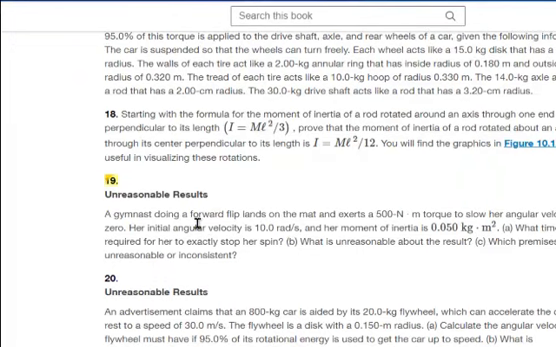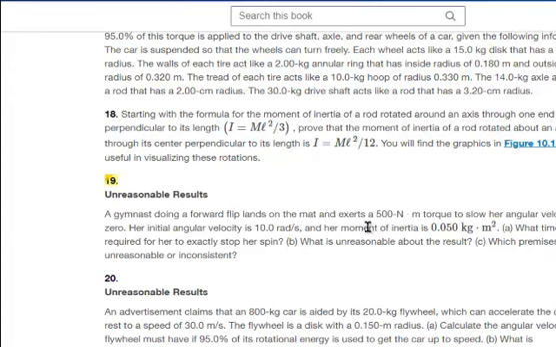Gymnast doing a forward flip, lands on the mat, exerts a 500 Newton meter torque to slow her angular velocity. And the lever arm is probably between like the toes and the heels, something like that, or within the muscle itself in order to produce that. Her initial angular velocity is 10 rads per second. That's almost 2 revolutions per second. They were pretty fast there, right? And her moment of inertia is this much. What time is required for her to stop her spin? And yes, it does say unreasonable result.